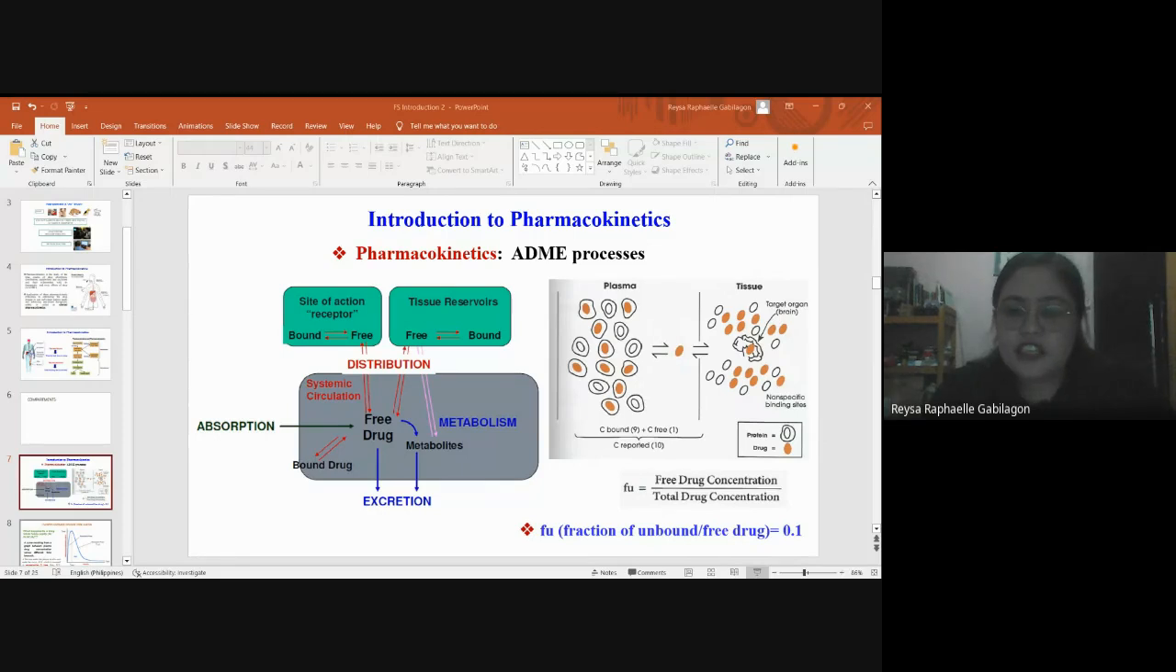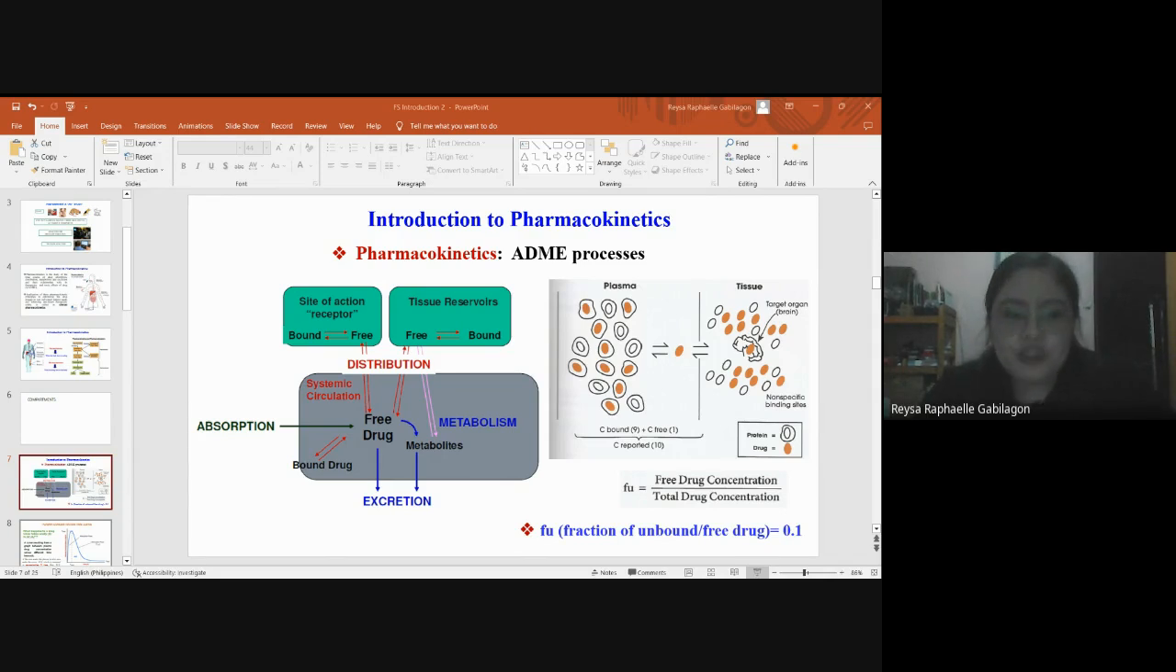So how do we compute our volume of distribution? You just need here the dose in milligrams divided by the plasma concentration. Okay, so that's in milligrams per liter. So you will have liters as your unit here for the volume of distribution. So what is the implication of this?